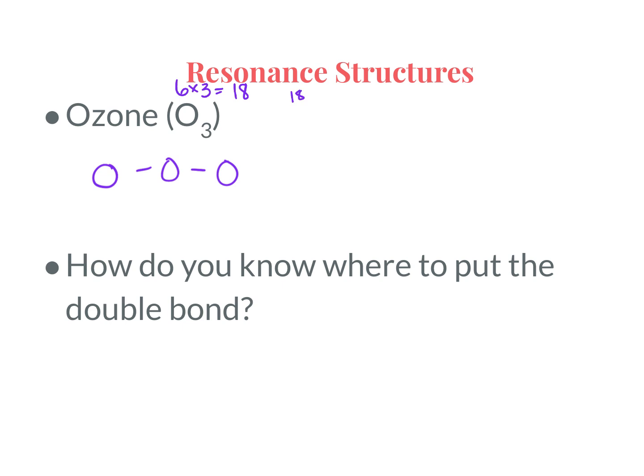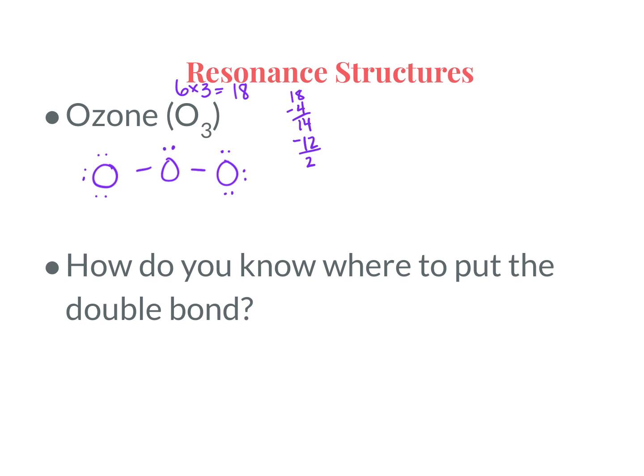Okay, we started with 18. How many did I use on those single bonds? 4, so there's 14 left. I'm just going to start on the outer atom. How many more electrons does this one need to get to 8? How many are here? 2. So how many more do you have to get to 8? 6. So I'm going to give this one 6. I'm going to give the other end 6 because they're identical. So I've used 12, so I have 2 left.